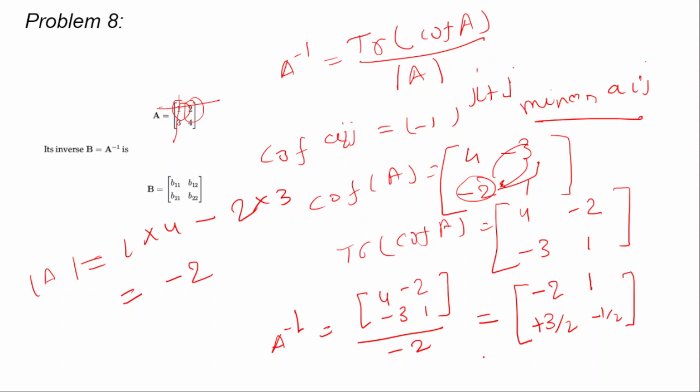To verify whether this is the correct matrix, you can calculate A inverse times A equals I, or A times A inverse, which will be equal to the identity matrix. The product of the inverse and the original matrix will be equal to the identity matrix. What is the identity matrix? The diagonal elements are 1 and all other elements are 0. So that is our identity matrix.